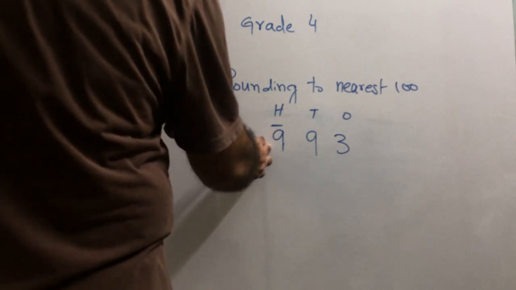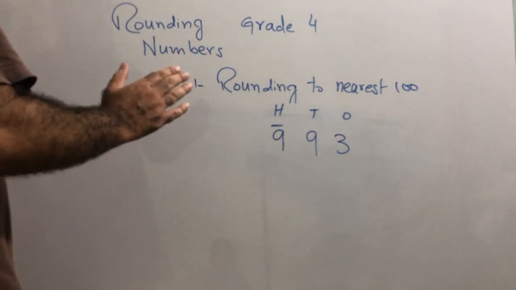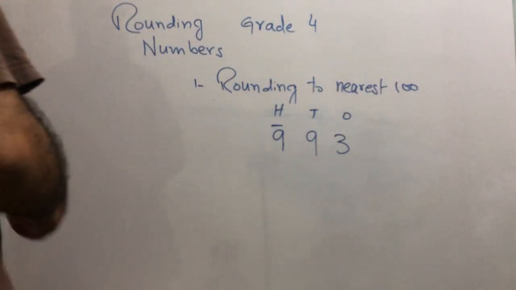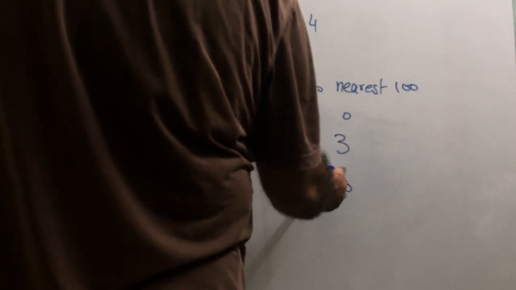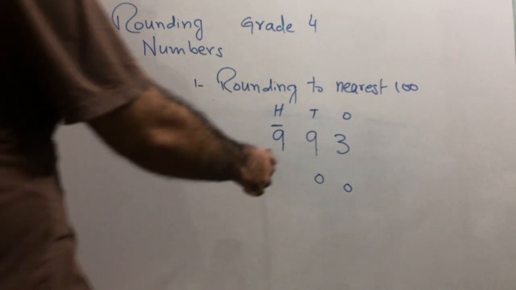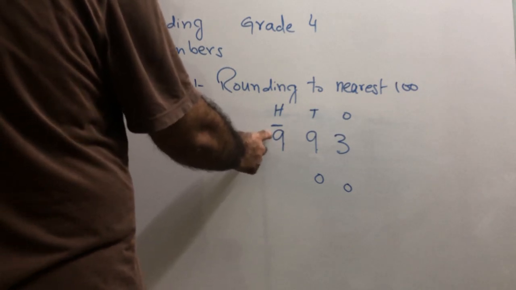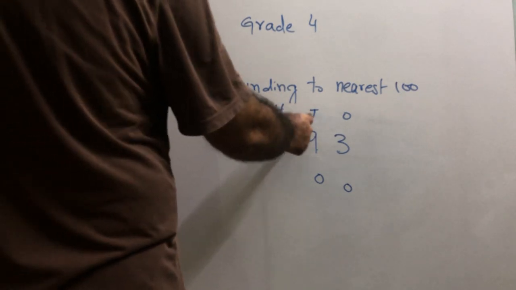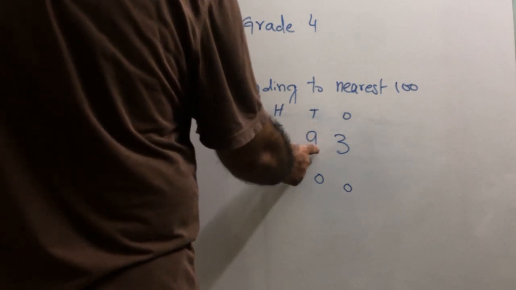When we are talking about rounding to nearest 100, the first action is that all the digits on the right side become 0. This becomes 0. This becomes 0. This is the first action. Then the second action is that the neighbor of this hundreds place is this one. This is the neighbor. We need to look at this number.